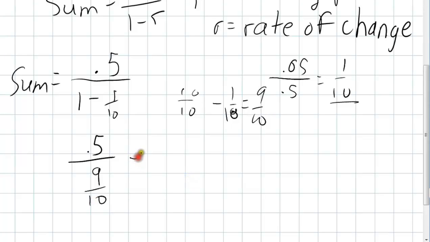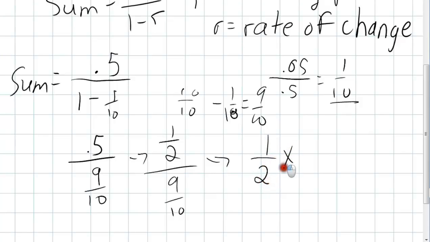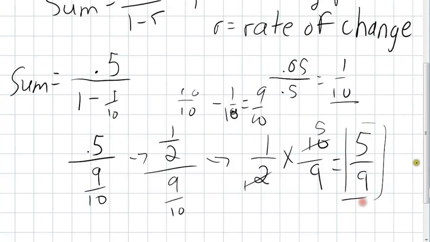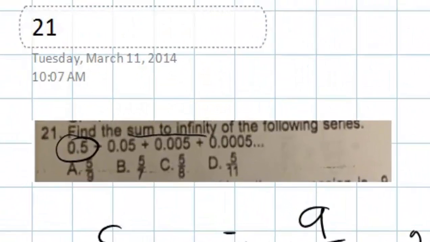To make this easier to work with, I realize that 0.5 is the same thing as saying 1/2. So now we have 1/2 over 9/10. And when we divide fractions, sometimes it's easier to just multiply by the reciprocal. So here we have 1/2 times 10 over 9. Then we do some simplification here, and 2 goes into 10 5 times, and so here we have 5 over 9. And that's your answer.